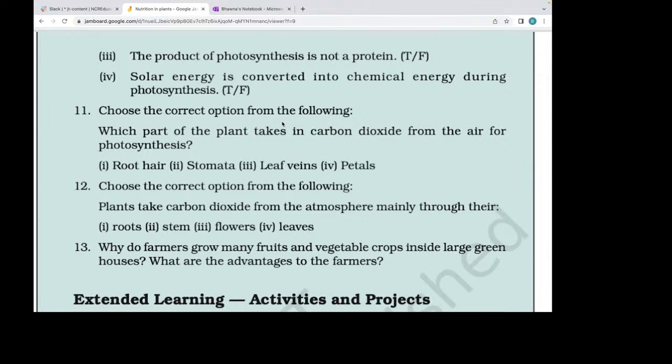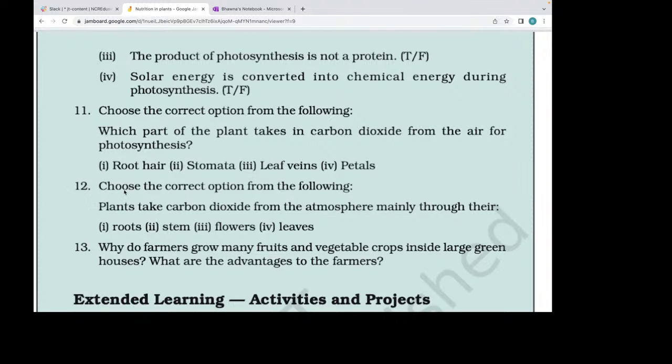Choose the correct option from the following. Which part of the plant takes in carbon dioxide from the air for photosynthesis? Root hair, stomata, leaf veins, petals. Which part of plant takes in carbon dioxide? We know that these are the tiny pores present on the leaf and are called stomata.